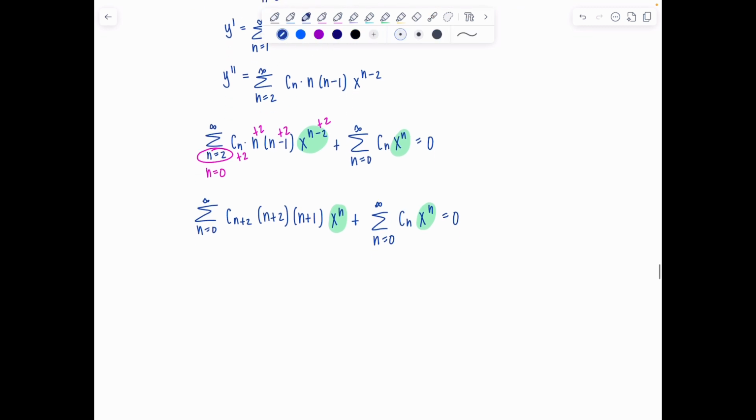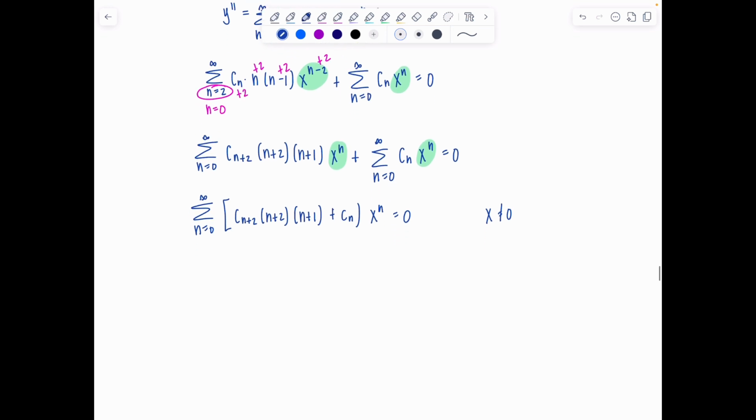Okay, so then we're going to rewrite this, basically factor out the sigma, n equals 0 to infinity, and the x to the n, but I'll put that at the end. So then this is c sub n plus 2 times n plus 2 times n plus 1, plus c sub n, all of this times x to the n is 0. Now x isn't going to equal 0. That would just give us a trivial solution. So the only way that this sum here could be 0 is if all the coefficients are 0. So c sub n plus 2 is equal to negative c sub n over n plus 1 times n plus 2.